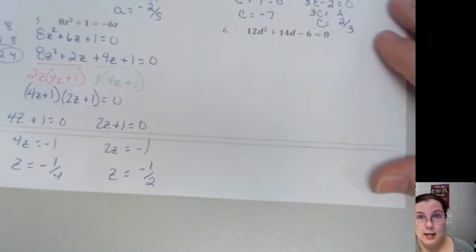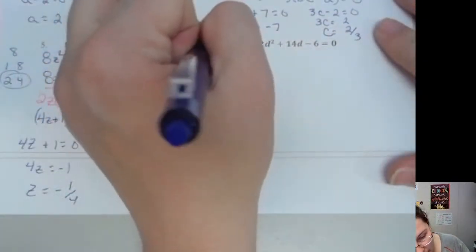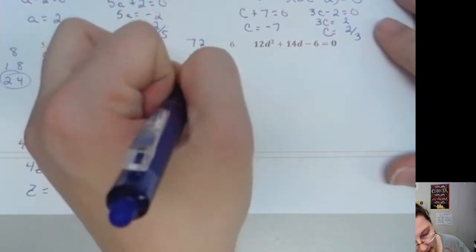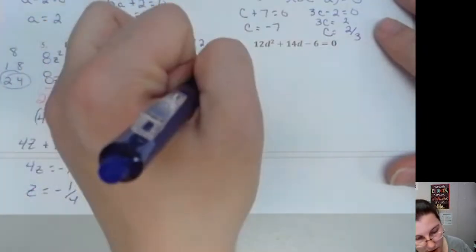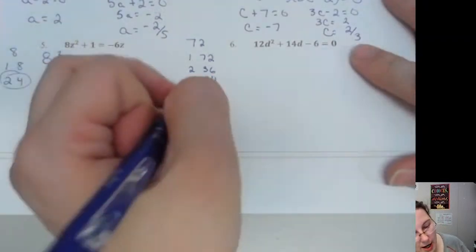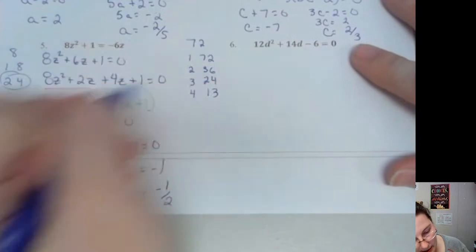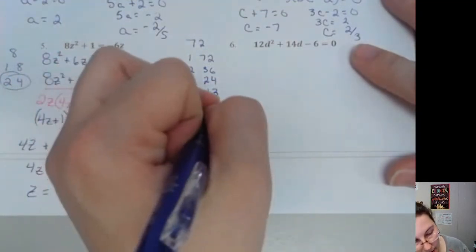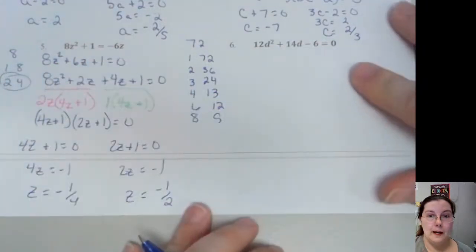Number 6, again, multiplying my a and my c is going to give me a 72. So I have 1 and 72, 2 and 36, 3 and 24. Is that right? Yeah, 2, 4, 6, 12, yeah. 4 and 13. 5 won't work. 6 and 12. 7, 8, and 9. All right, there we go.